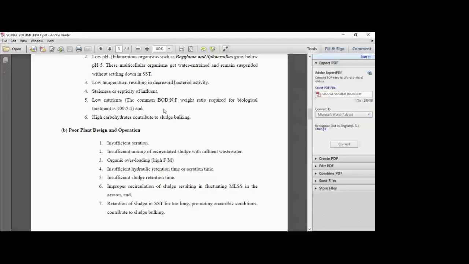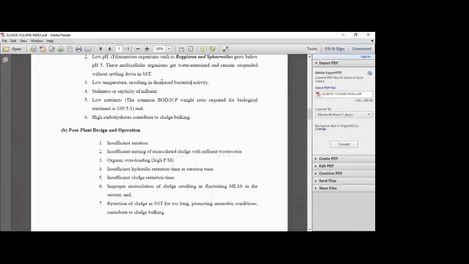sludge will get bulked. So we have low temperature resulting in decreased bacterial activity. Though I'm saying that in the aeration tank the redox reaction is happening, the redox reaction is because of the microorganisms, right? At low temperature, for example, we keep something in the fridge at below 4 degrees Celsius. Why? Because we reduce the bacterial activity.